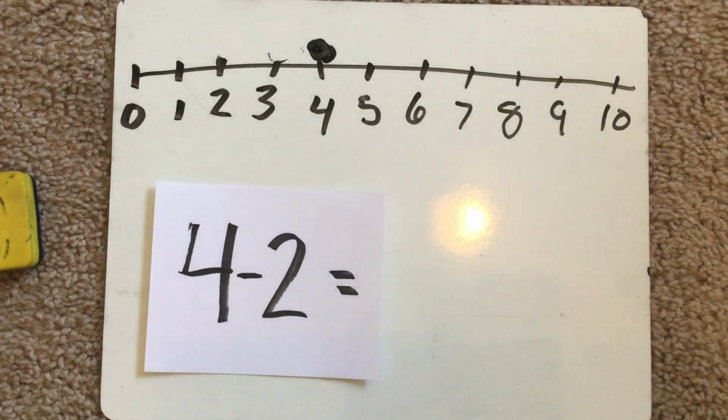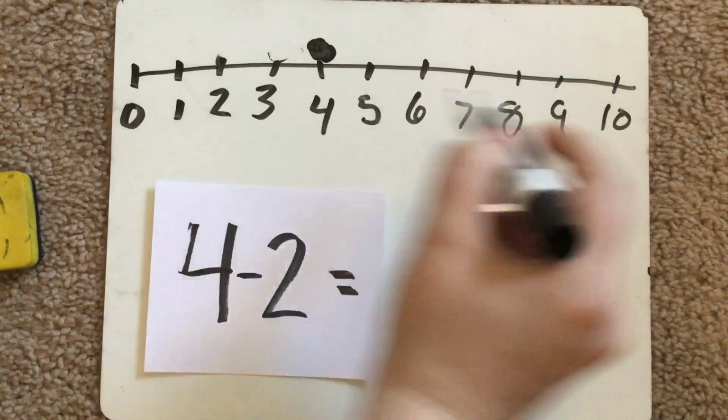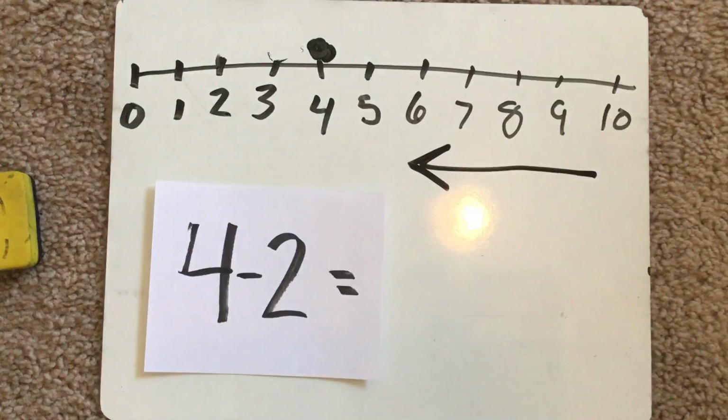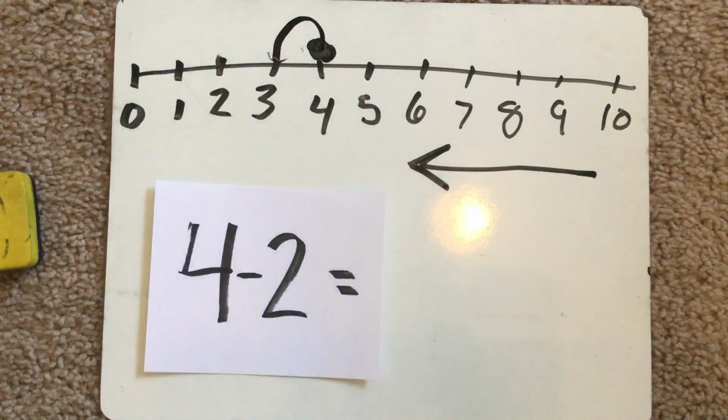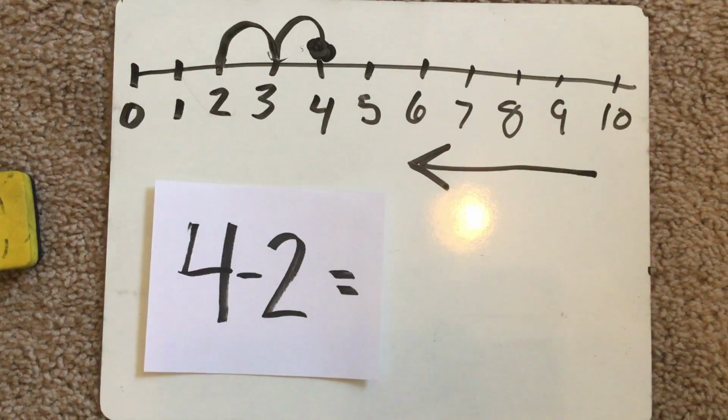So I'm going to jump on the number line 2 times. But am I going to go in the reading direction? No, I have to go backwards because it is subtraction. I'm going less. So let me jump 2 times. Here's 1. 2. What number did I land on? I landed on 2. So my answer would be 2.